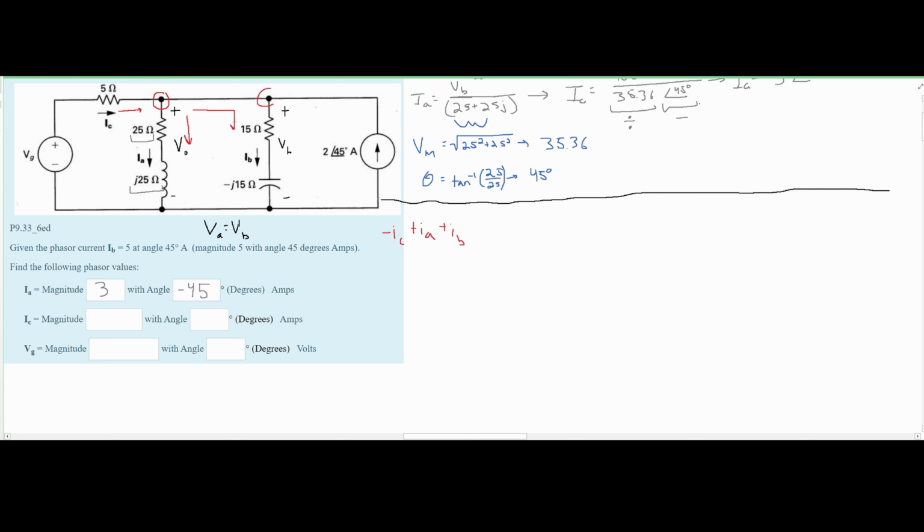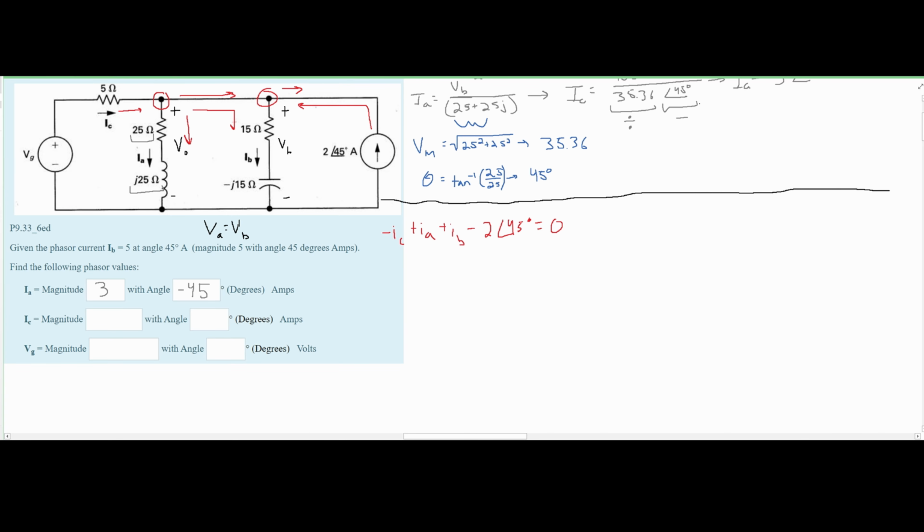But at this node, it's going to be the same. So whatever current is coming through this way, it's going to split for I of B and this current right here. However, we know that this current is actually flowing in to our node. So it's going to be a negative 2 with the 45 degrees, and this is equal to 0.